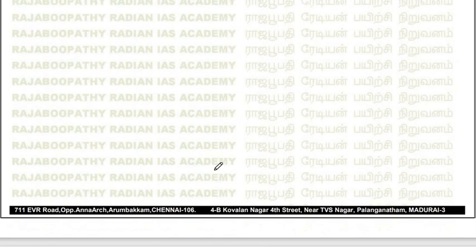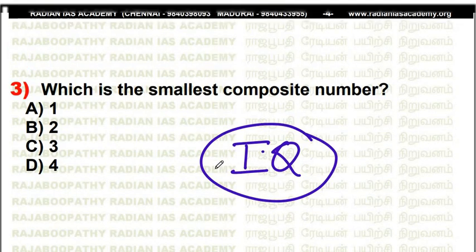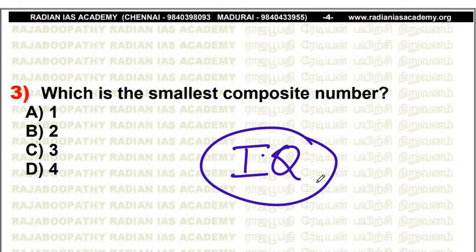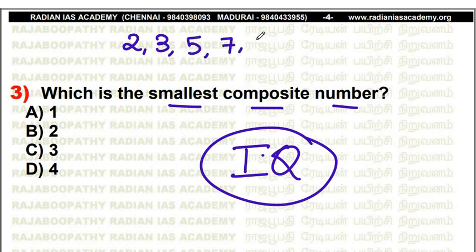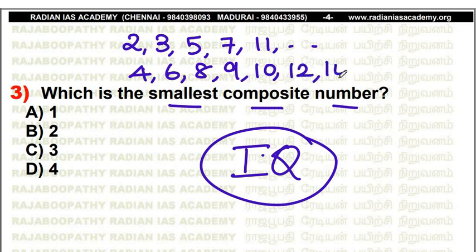Okay, so now we'll go to the third question. Which is the smallest composite number? We all know that prime numbers start with 2. I said already that 1 is neither prime nor composite. The prime numbers are 2, 3, 5, 7, 11 and so on. So the composite numbers start with 4, 6, 8, 9, 10, 12, 14, 15, etc.